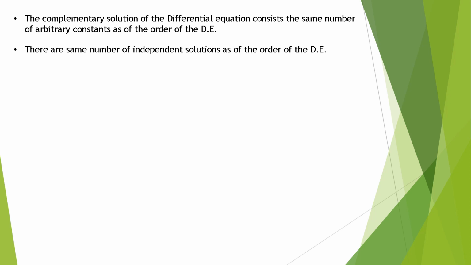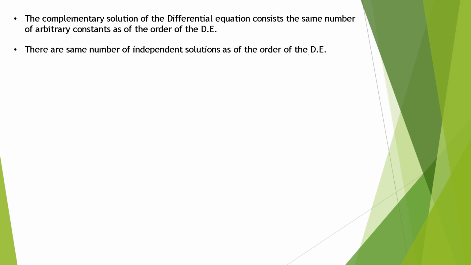So whatever the order of the differential equation given, you will get the same number of independent solutions. For example, if you have d square y over dx square plus y equal to 0, you will get two independent solutions. We have already seen that one was sin x and the other was cos x, right? So these are the two independent solutions.